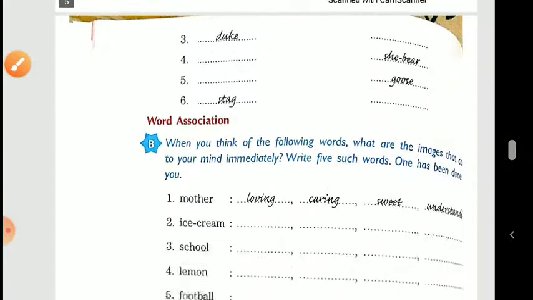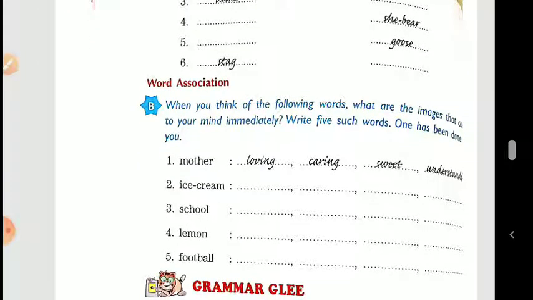Now students, our next exercise is based on word association. When you hear a word, what do you associate or relate that word with? When you think of the following words, what are the images that come to your mind immediately? Write five such words. One has been done for you. Students, let's first understand the first example. The first word is mother.